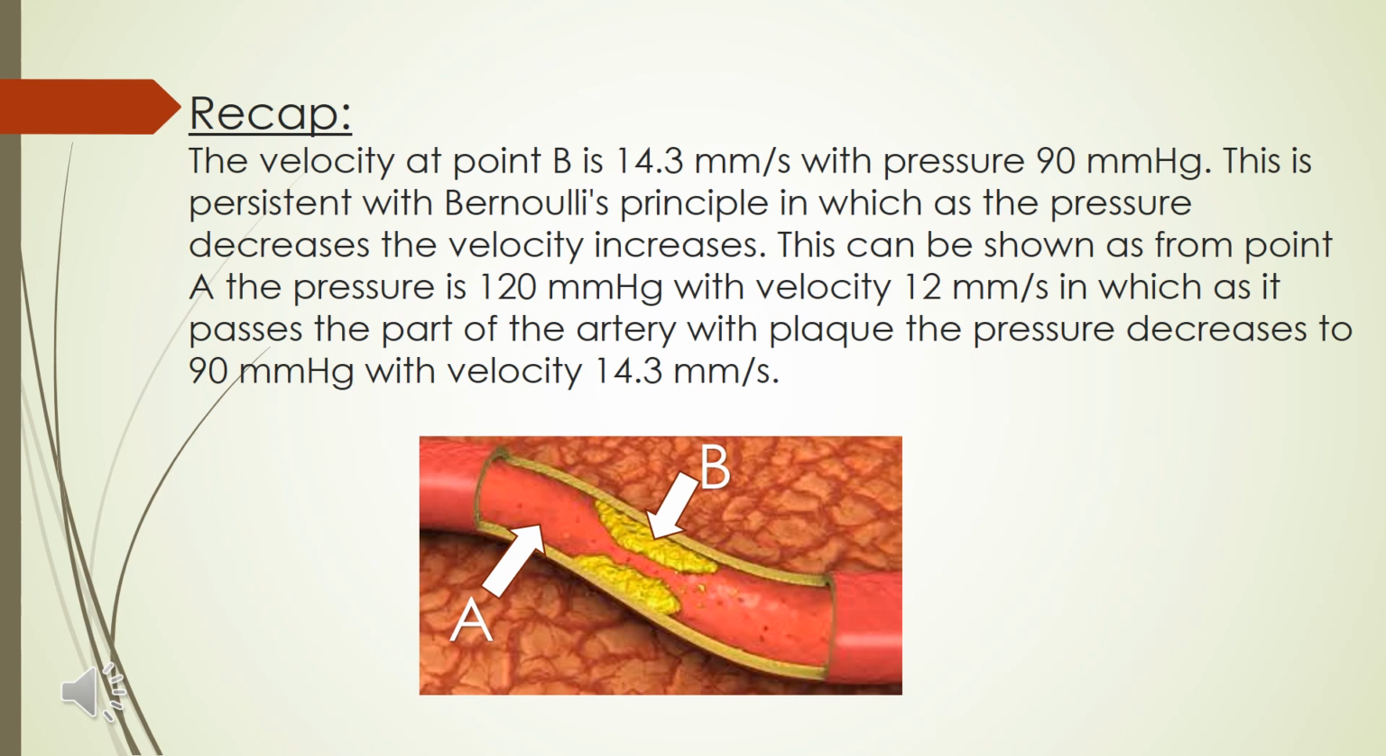So as we determined in the previous slide's example, we found that the velocity at point B is 14.3 millimeters per second with a pressure of 90 millimeters of mercury. This is consistent with Bernoulli's principle, in which as the pressure decreases, the velocity of the fluid increases. From point A, the pressure is 120 millimeters of mercury with a velocity of 12 millimeters per second, and as it passes through the part of the artery with plaque, the pressure decreases to 90 millimeters of mercury with a velocity of 14.3 millimeters per second.